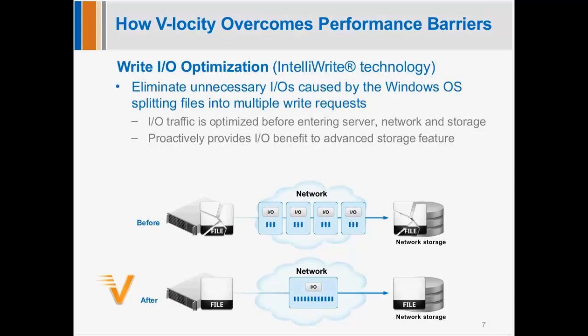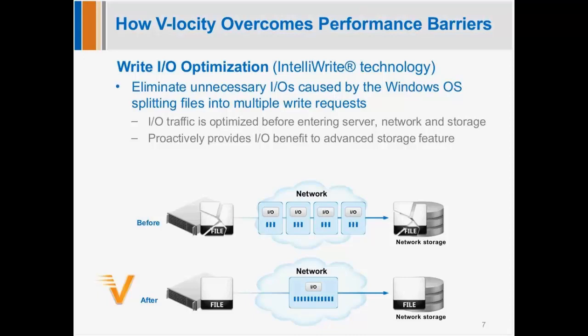When you look under the hood at the Velocity VM product, there are several pieces of key technology in there. We like to call them engines. But we're going to focus on two key engines for this discussion. The first technology engine is a write I/O optimization engine called IntelliWrite. What IntelliWrite does is eliminate unnecessary I/O caused by the operating system breaking files apart.